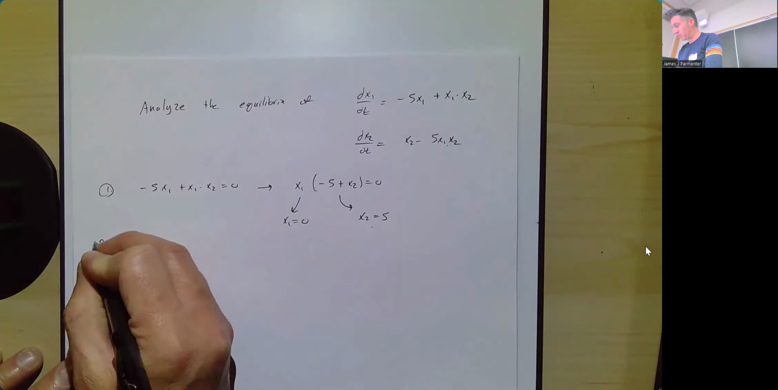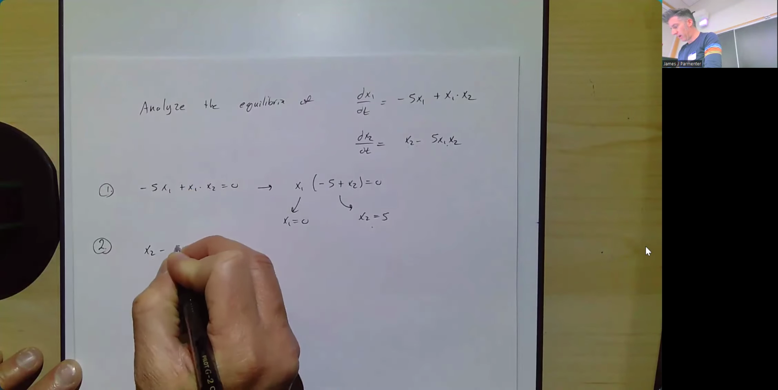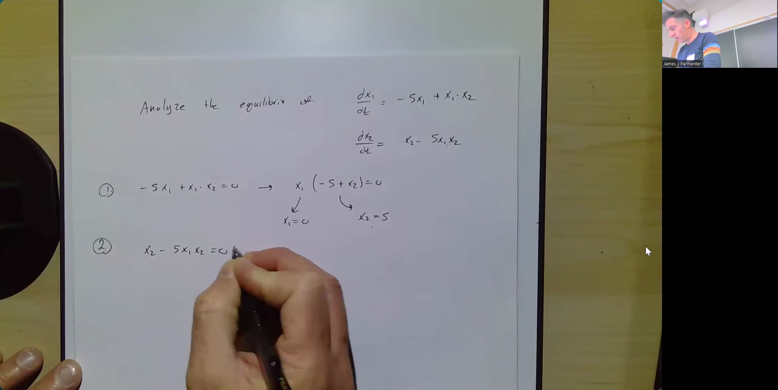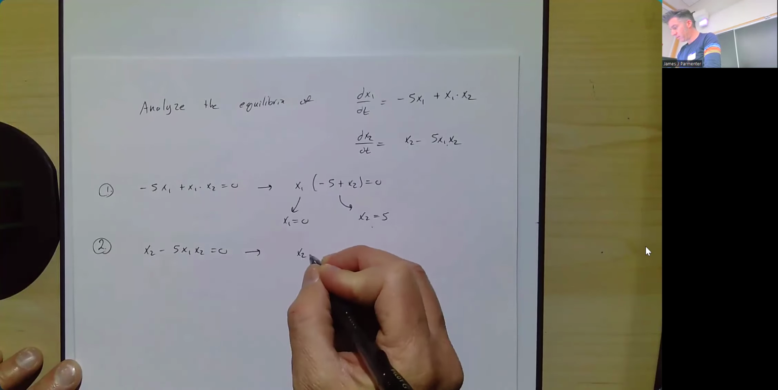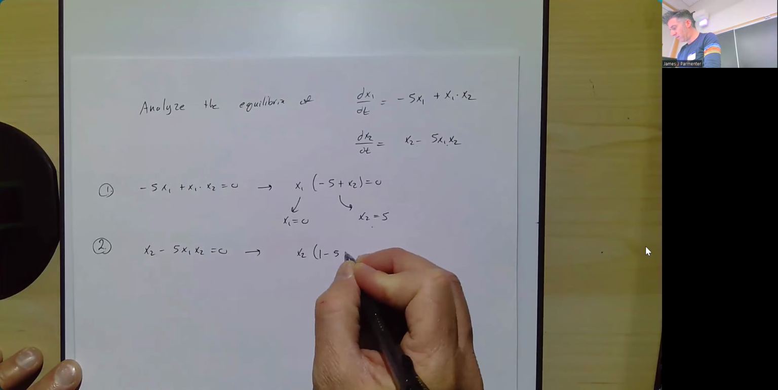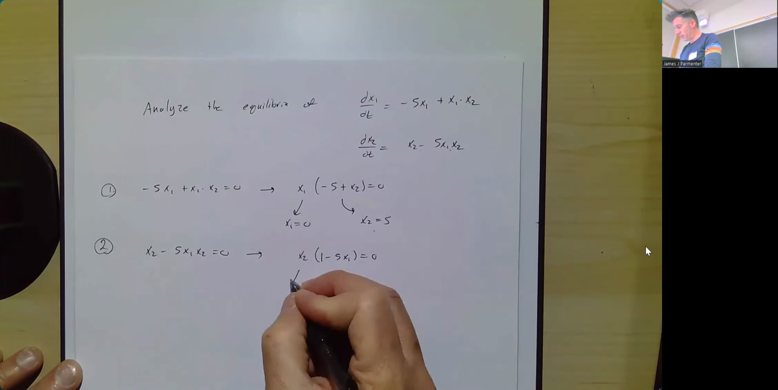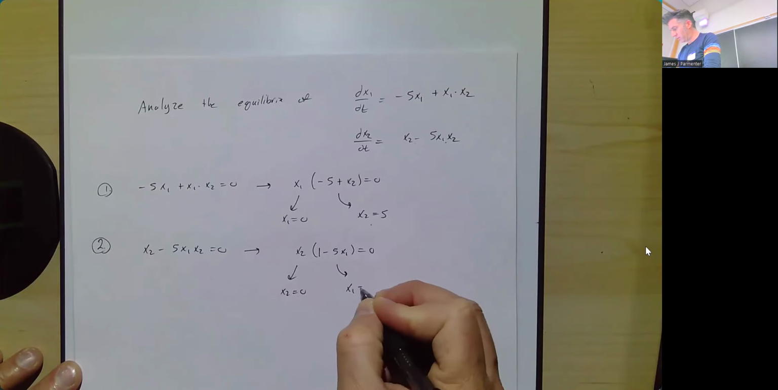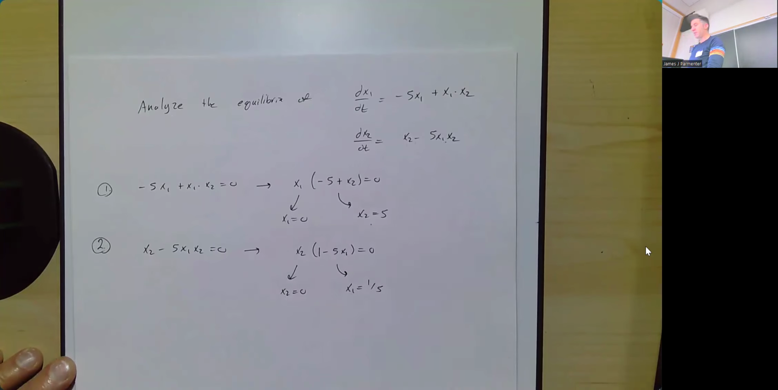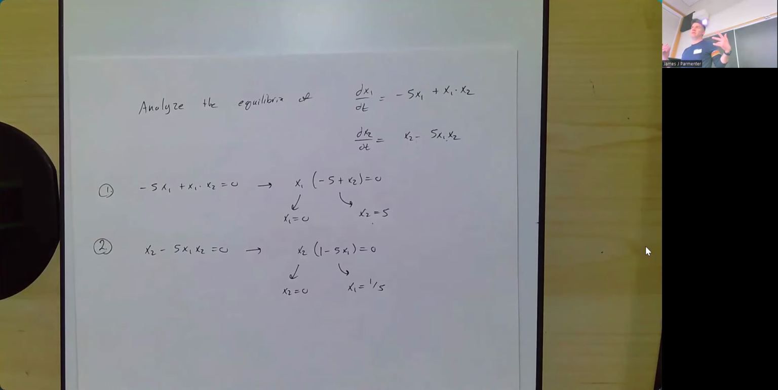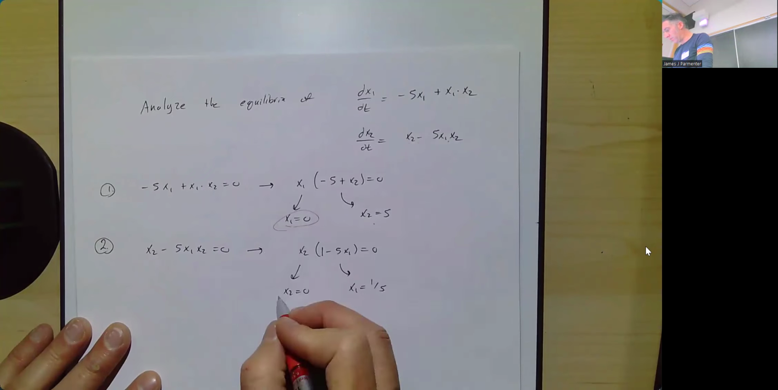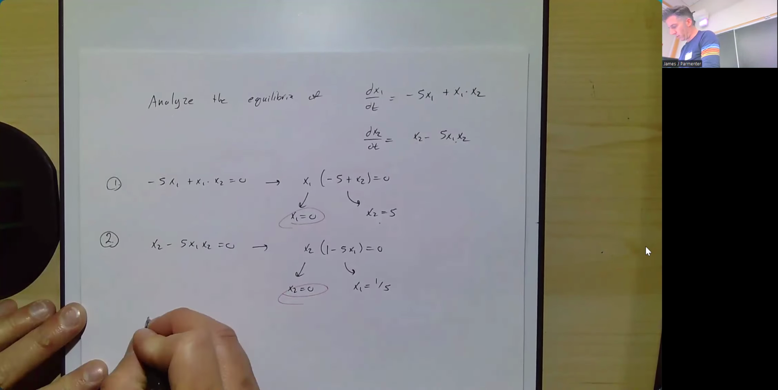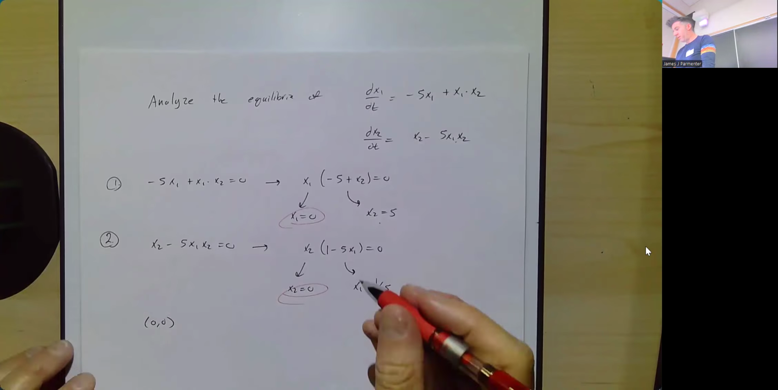The second equation has to equal 0: x2 minus 5x1 times x2 has to equal 0. When we factor out x2, you're left with 1 minus 5x1 equals 0. So you're either getting x2 equal to 0 or x1 equal to 1/5. And since these were each able to be solved without having to plug one into the other, we can just pair them up, meaning x1 could be 0 and x2 could be 0. Great, there's one equilibrium.